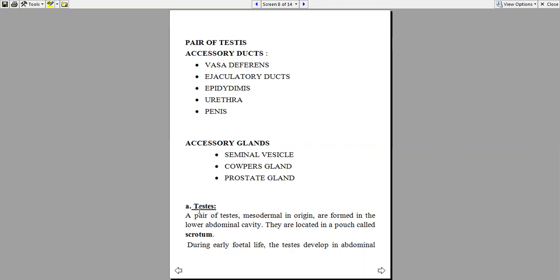Number 1. Testes. Testes occur in pairs. These have mesodermal origin, meaning they originate from mesoderm. You can find testes present in the lower abdominal cavity, that is in our pelvic cavity. They are located in a pouch called scrotum. Just before, I told you that testes are present inside a bag and the name of that bag is scrotum.